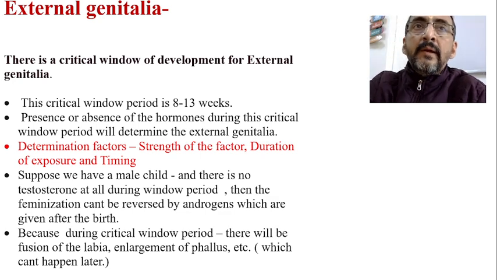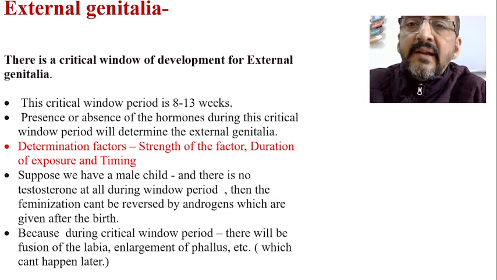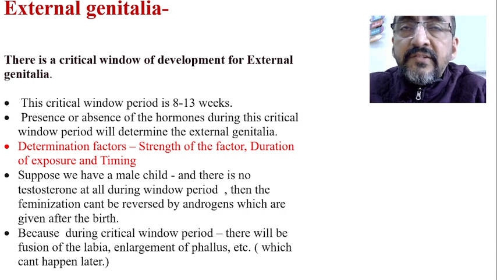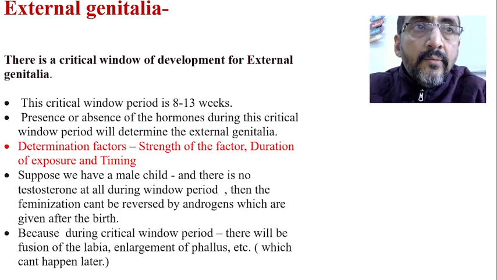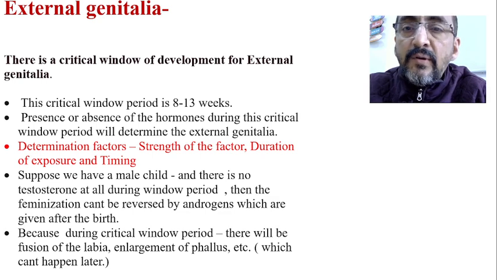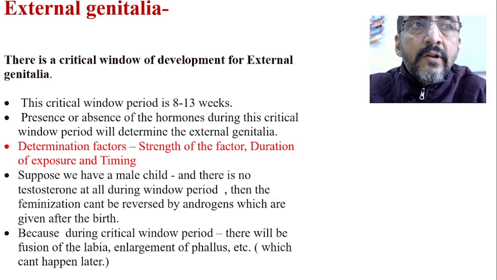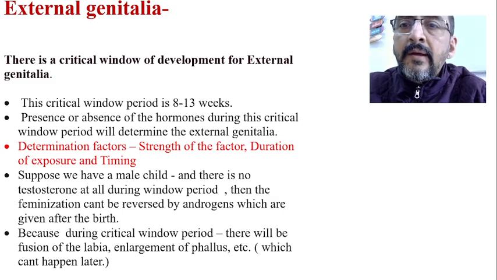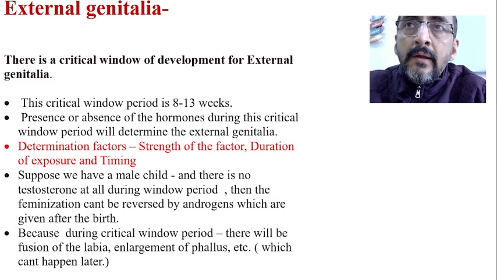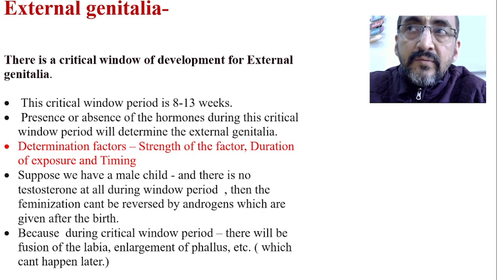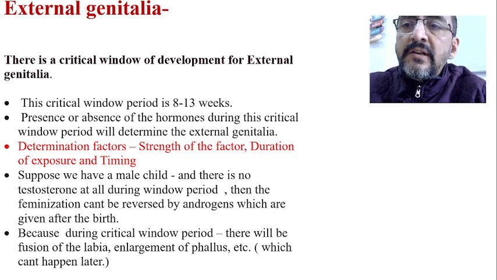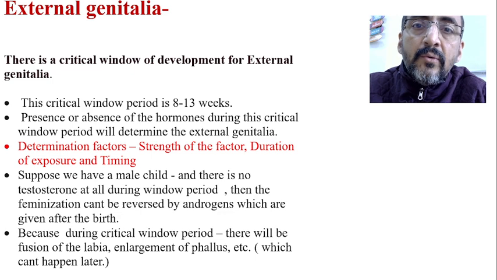Now there is a critical window of development for the external genitalia. We know that dihydrotestosterone is responsible for the development of the external genital organs, and testosterone is responsible for the development of the internal genital organs. For the proper development of the external genital organs, there is a critical window of development. Now try to understand what this critical window of development is.